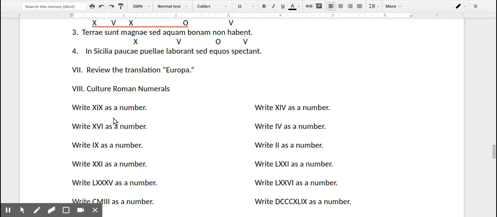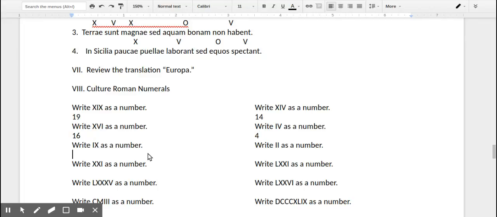And so now we're just going to write the number for these. So X is 10, and then IX would be 9, so 10 plus 9 is 19. X is 10 again. I before the V would be 4, so that's 14. X is 10. VI would be 6, because you add them together, that's 16. Then again, I before V is just 4.